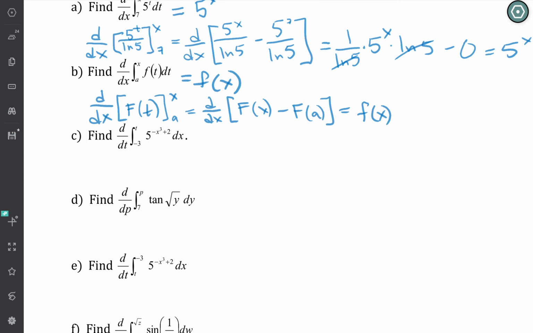We know that the derivative of big F of a is 0 because whatever function that is, when you plug in a constant, you get a constant, so its derivative will be 0.